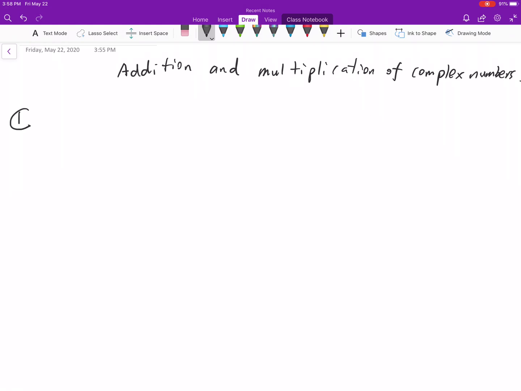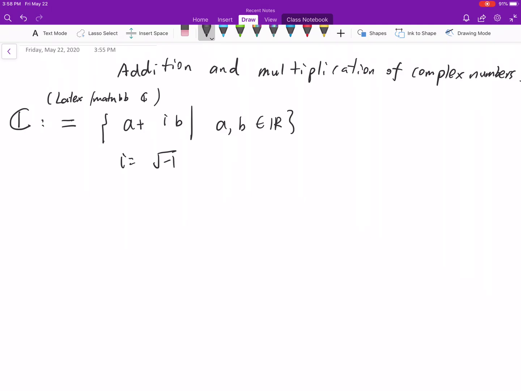We will use this \mathbb{C} to denote the complex numbers. Recall that in LaTeX, use \mathbb{C} to type in this symbol. So this is defined to be a plus ib, where a, b are real numbers. i is square root of -1. So in particular, i squared is -1.